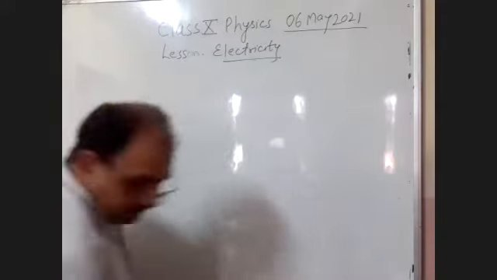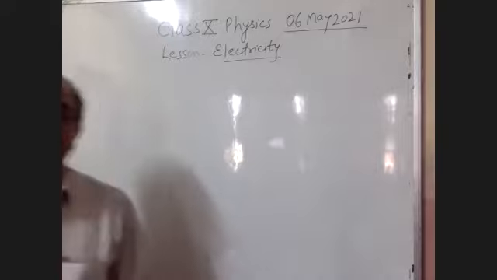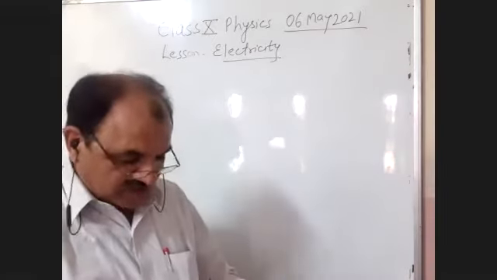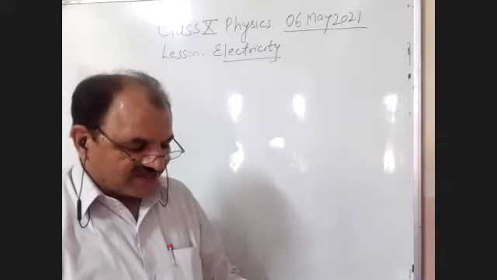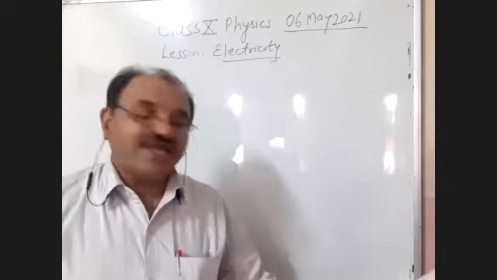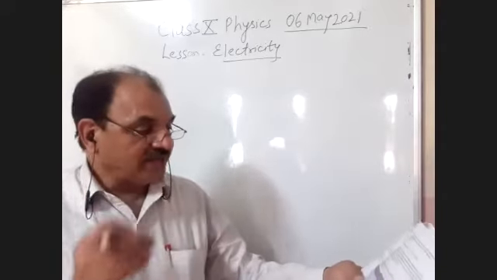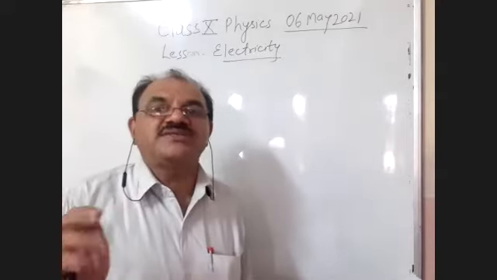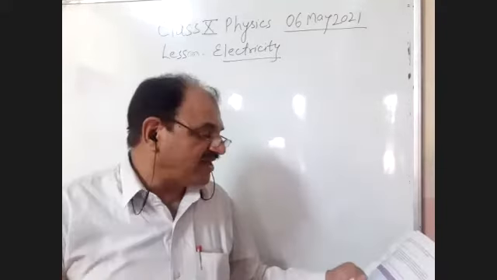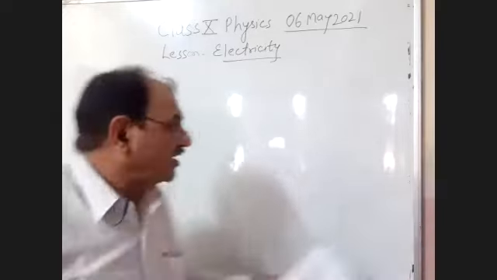Yes, students. The statement is like this on page number 213, NCERT questions. First question: draw the diagram of the circuit consisting of a battery of cells of 2 volt each. That means there are 3 batteries. There are 3 resistances, 5 ohm, 8 ohm, and 12 ohm.